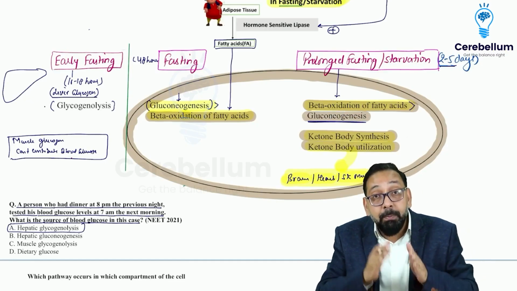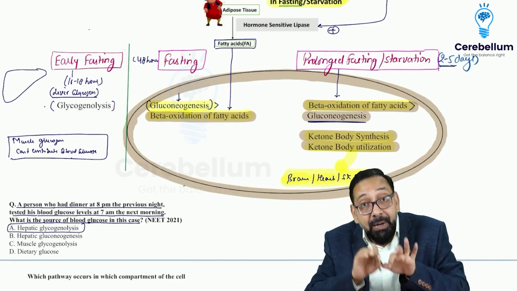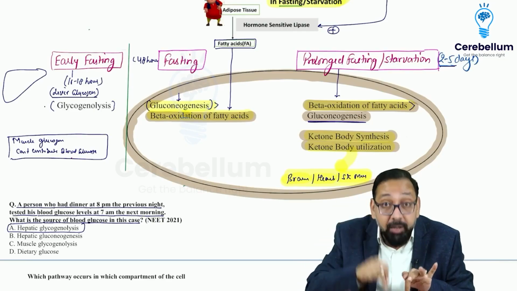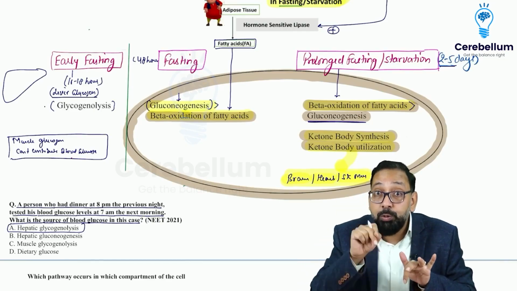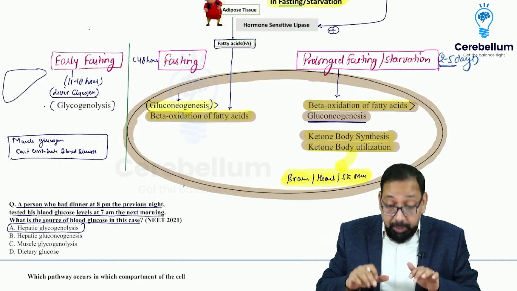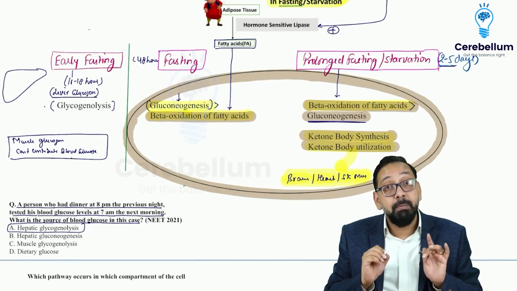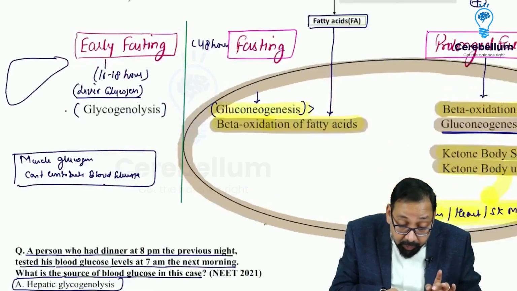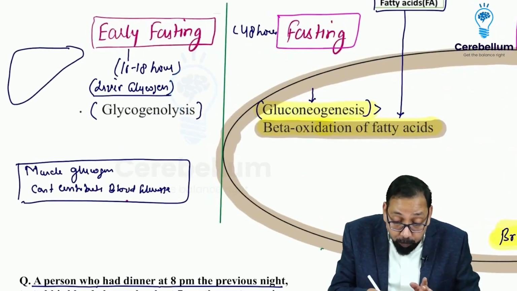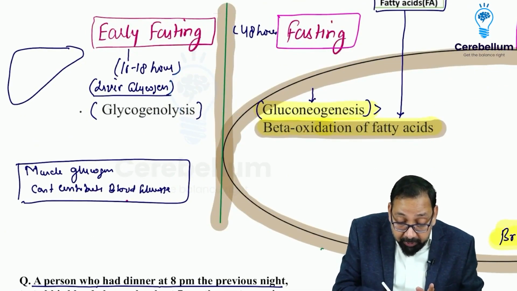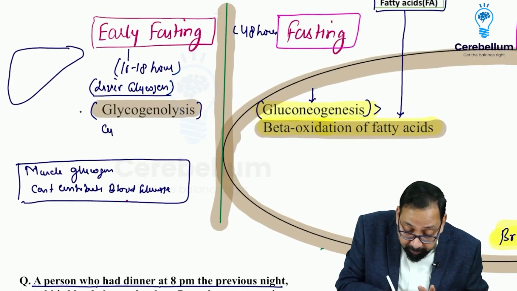Gluconeogenesis occurs both in mitochondria and cytosol, but gluconeogenesis starts in mitochondria. Point it out. These pathways are occurring in mitochondria, and this glycogenolysis is outside the mitochondria. So this is occurring in cytosol.